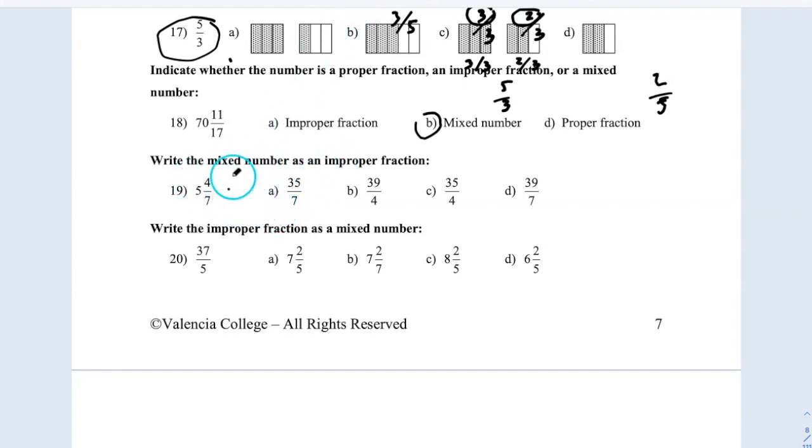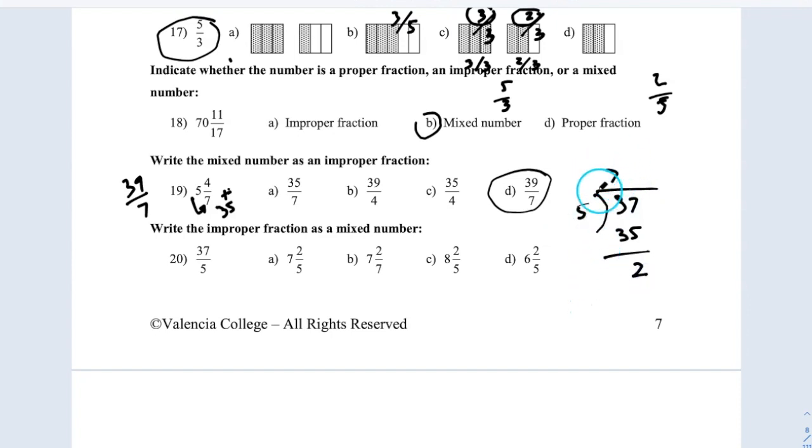To turn a mixed number into an improper fraction, you multiply the whole number times the denominator. Multiply 5 times 7, and that gives you 35, and then you add the numerator. So 7 times 5 is 35, plus 4 is 39. And you keep the same denominator, which is 7. 39 over 7, and my answer is D. Write the improper fraction as a mixed number. Now to go backwards, what you do is you divide. 37 divided by 5.